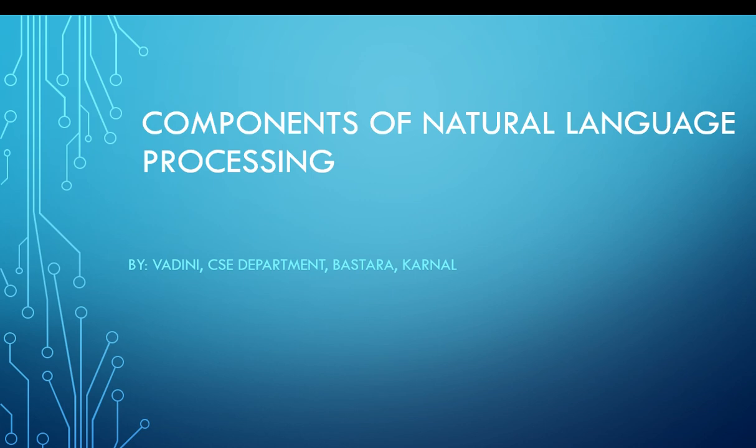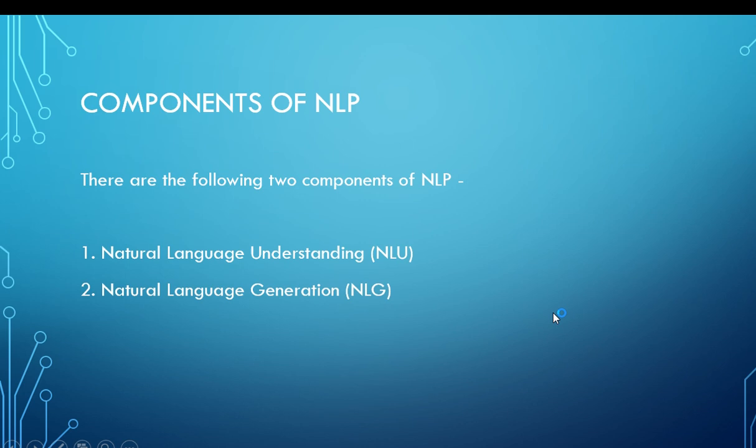Today we are going to learn about components of natural language processing. There are the following two components of natural language processing, that is NLU and NLG. NLU is natural language understanding and NLG is natural language generation.